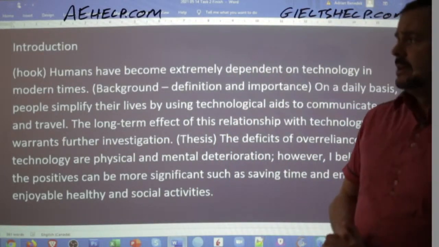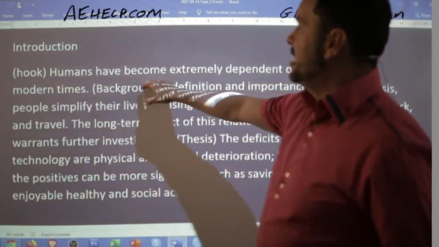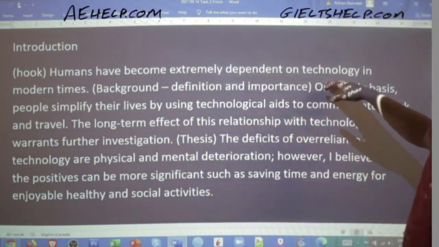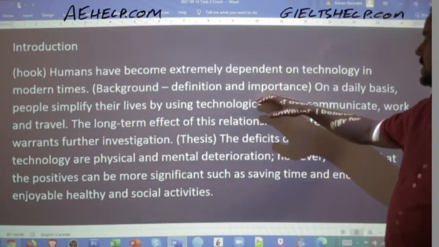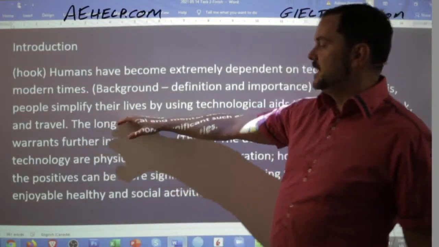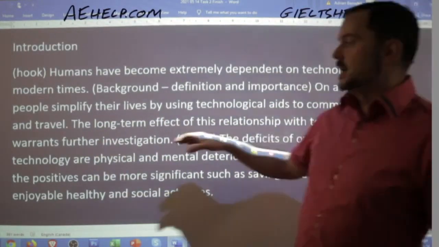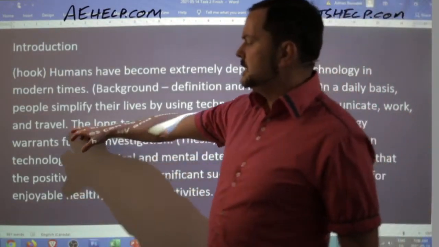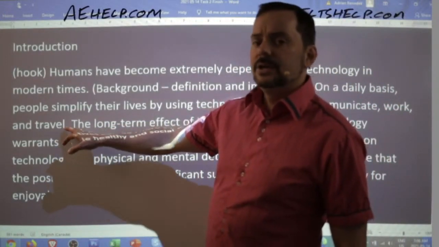Introductions usually have three components. First is the hook. Humans have become extremely dependent on technology in modern times. Then comes the definition and the importance. On a daily basis, people simplify their lives by using technological aids to communicate, work, and travel. Notice how I didn't put and so on or et cetera here, okay?